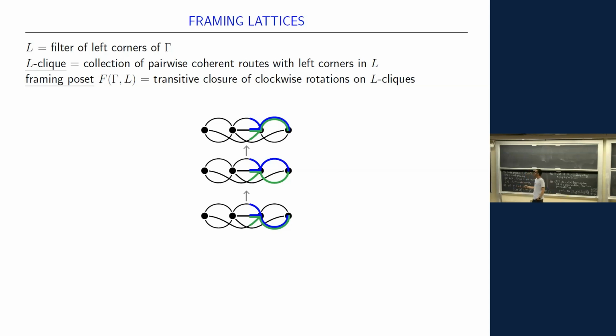And what I call an L-clique is a collection of pairwise coherent roots with left corners in L. Another way to say it is that I start from a clique with all left corners and I forget some on the left. Okay. And I define the framing poset of this framed graph gamma and set filter of left corners L as the transitive closure of the rotations on L-cliques. So that is the same as before, just I forget some of the roots.